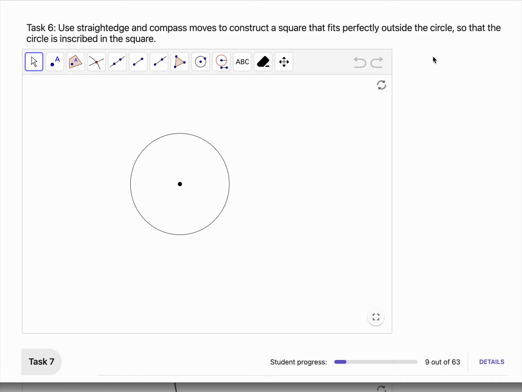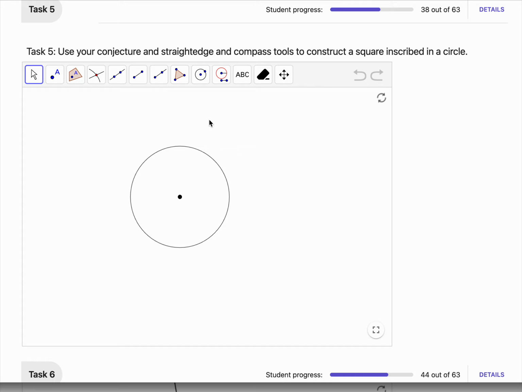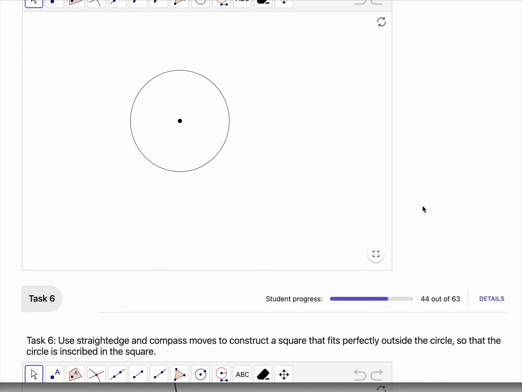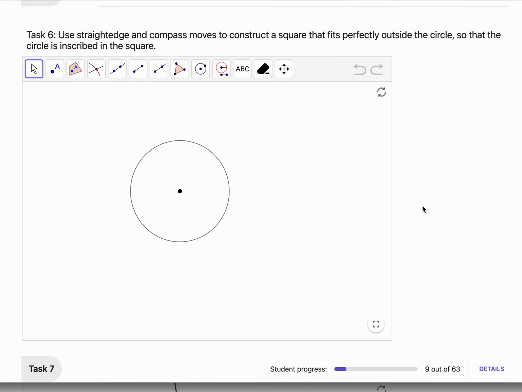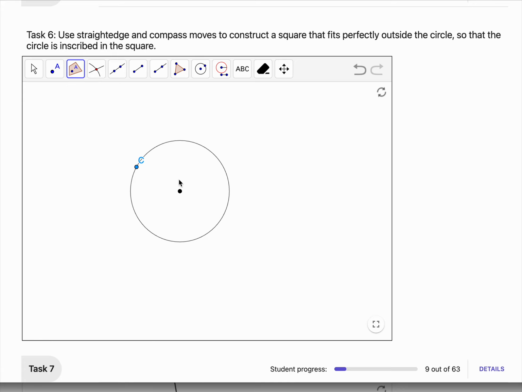Okay, so the circle is inscribed in the square. We talked about being inscribed, right? That's where the corners are all touching the inside of the circle, or the edge of the circle. Here, the edge of the circle is touching the sides of the square. So I'm going to start out the same way. I'm going to put a point on the edge of the circle here.